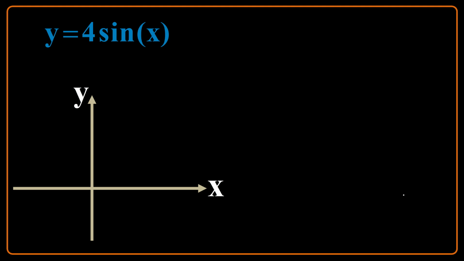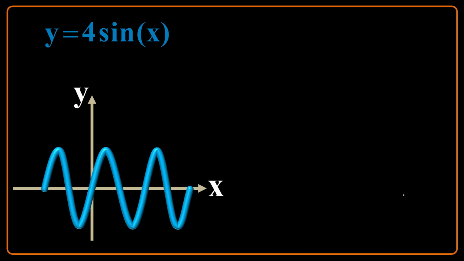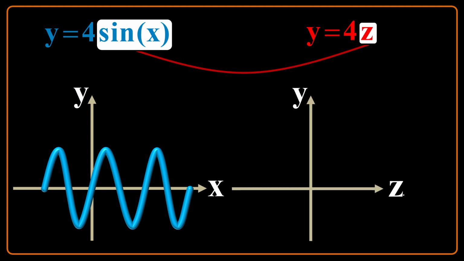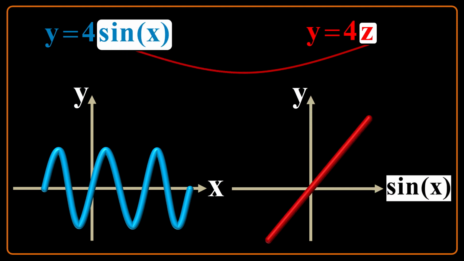Y equals 4 sine of x. Sine is anyway a very complicated function. It's not a line. So what should I do to linearize that? I should pack sine of x. Here, let's define y equals 4z, and z is exactly sine of x. Z is not x, sine of x. So y versus z is a line. And don't forget, it's really y versus sine of x. So even we can linearize a trigonometric function.